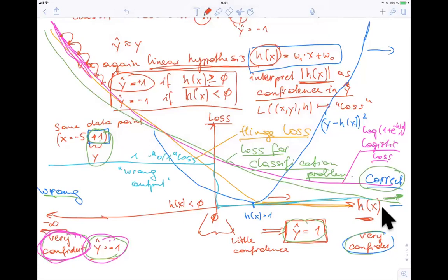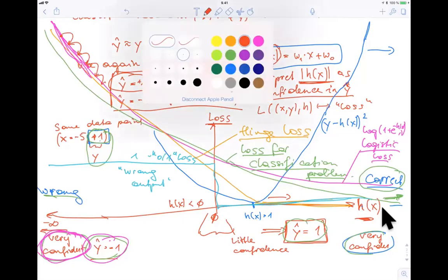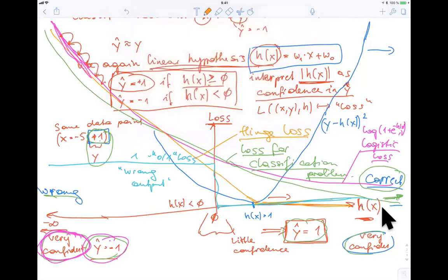The hinge loss is not differentiable, by the way. The hinge loss has here a corner, an edge. At this point, the hinge loss is not differentiable. So you cannot use gradient descent, but still it's not too difficult because it's still convex. A convex function is still good to optimize.